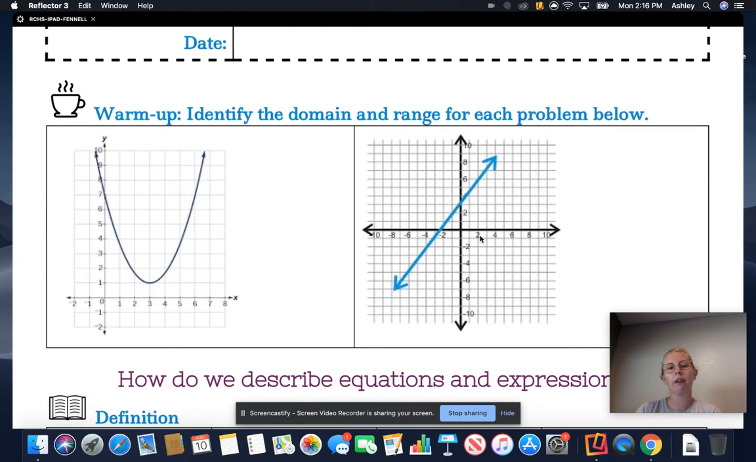Today we are going to look at the warm-up for 2.1, and we are going to identify the domain and the range given two graphs here. So we're going to look at our graphs and we want to ask ourselves, what are my possible x values? As I read the graph from left to right, what are the possible values of x?